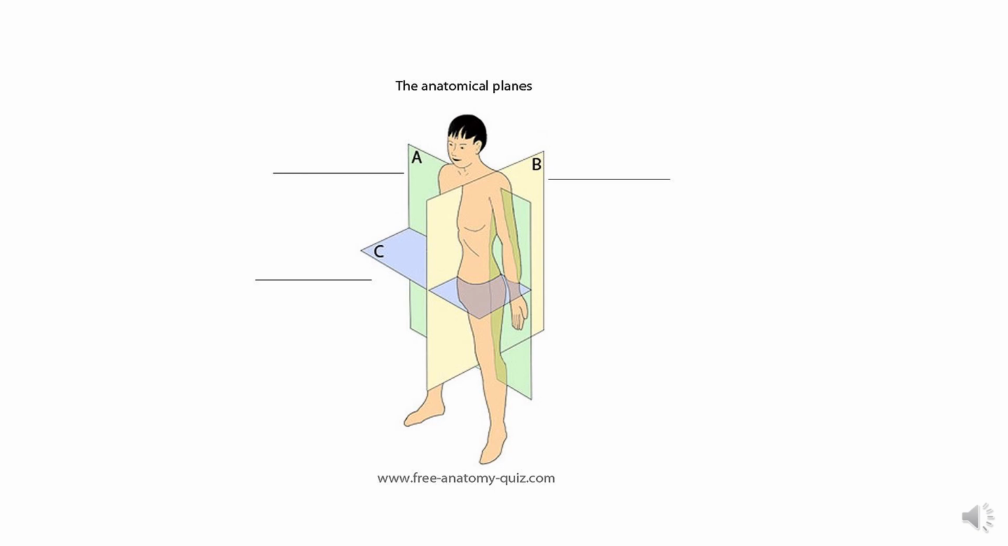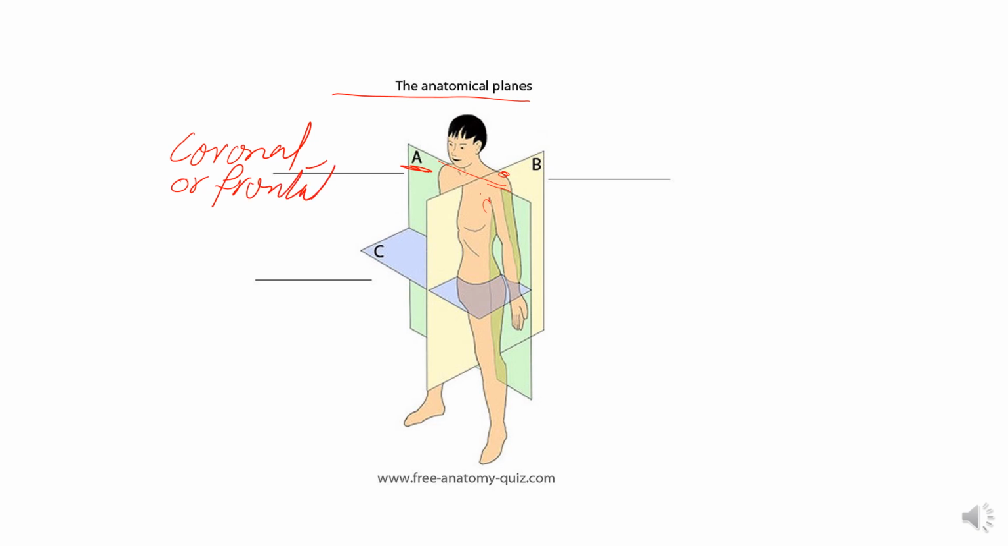Okay, now the anatomical planes. The plane A is dividing the body into anterior and posterior halves. So the plane labeled as A is the coronal plane or frontal plane. Coronal or frontal.